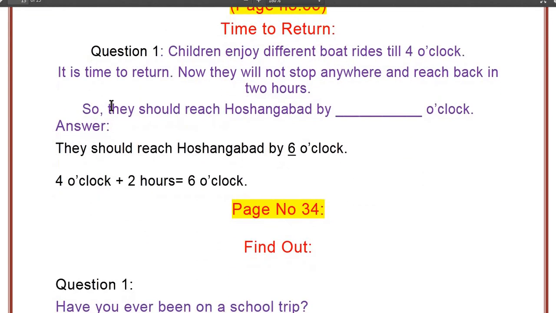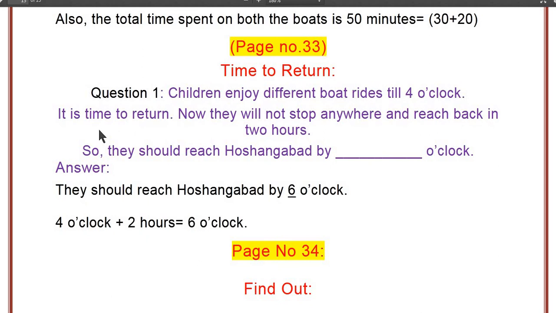Page number 33. Time to return. Question number 1. Children enjoy different boat rides till 4 o'clock. It is time to return. Now they will not stop anywhere and reach back in 2 hours. So they should reach Hoshangabad by dash o'clock. Answer. They should reach Hoshangabad by 6 o'clock. 4 o'clock plus 2 hours is equal to 6 o'clock.